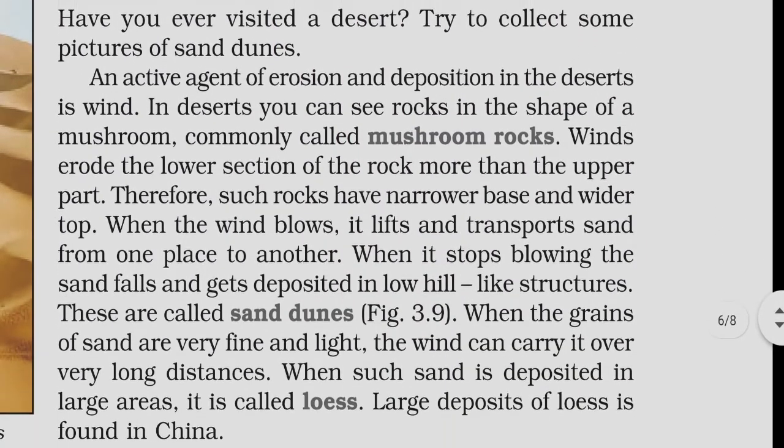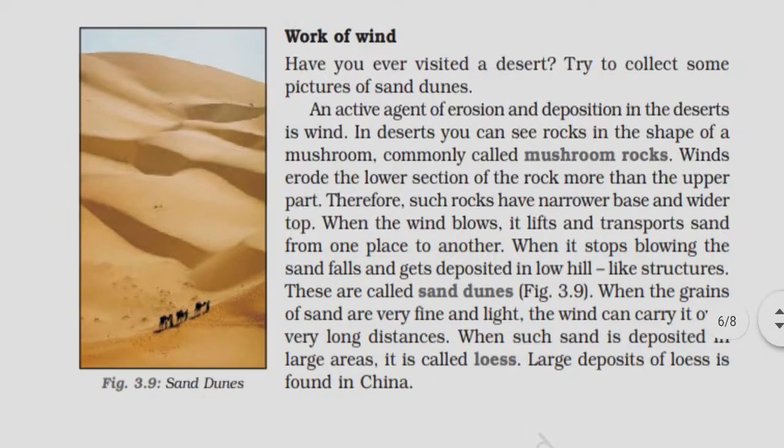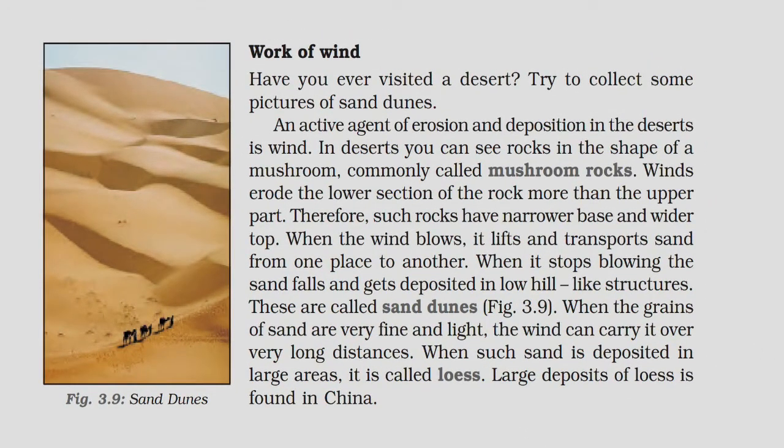Okay, an active agent of erosion and deposition in the desert is wind. In the desert, you can see rocks in the shape of a mushroom, which we commonly call mushroom rock. So how did the wind erode this mushroom rock? The wind erodes the lower section of the rock more than the upper part. Therefore such rocks have a narrow base and a wide top. When the wind blows, it shifts and transports sand from one place to another. So when there is a rock in the desert, as a result of the wind carrying sand, it gets eroded and forms a mushroom-like structure known as a mushroom rock.